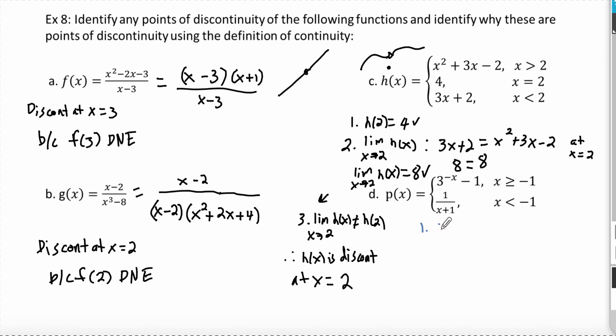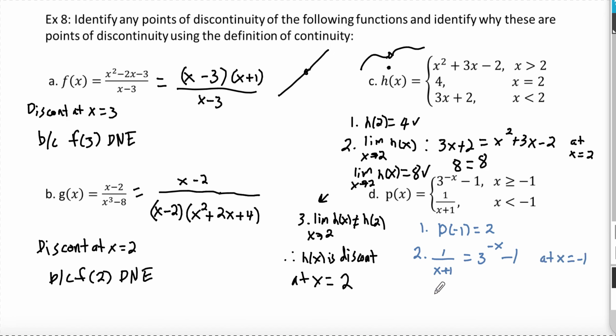So I plug in p of -1. Well, when x is -1, I look in the top branch. That will be 3 to the -(-1), so that's 3 to the first power. So 3 minus 1, which is 2. I can check my limits. So I check my left and my right-hand branches. I'll make them come together. 1 over x plus 1, is it going to be equal to 3 to the negative x minus 1 at that trouble spot, that spot where it might be breaking? So at x equals -1.